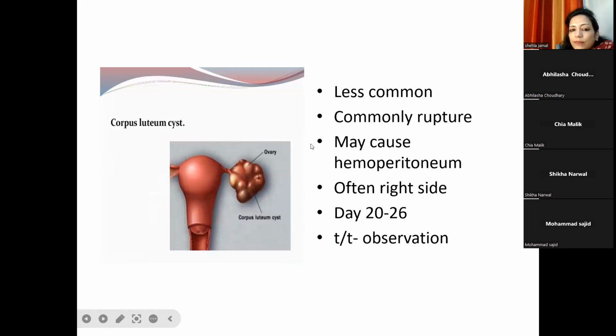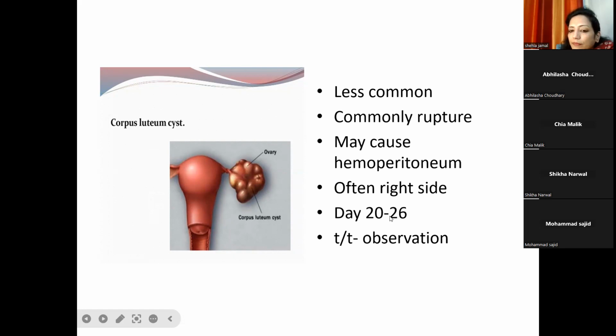Second was corpus luteum cyst. It is less common because it commonly ruptures and may cause hemoperitoneum. Often right side पे ज़्यादा होती है. This is just an observational finding and no specific cause was seen for that. और इनको रप्चर होने का टाइम बड़ा स्पेसिफिक सा होता है, दैट इज डे 20 to 26.